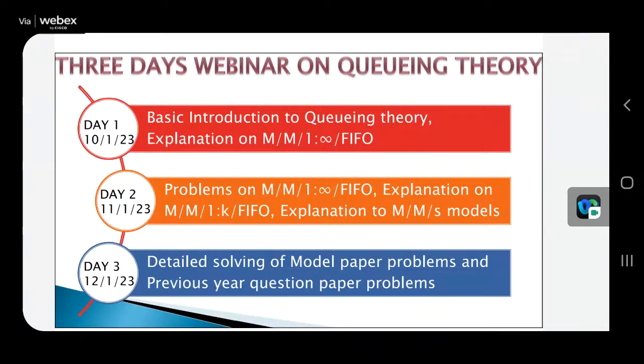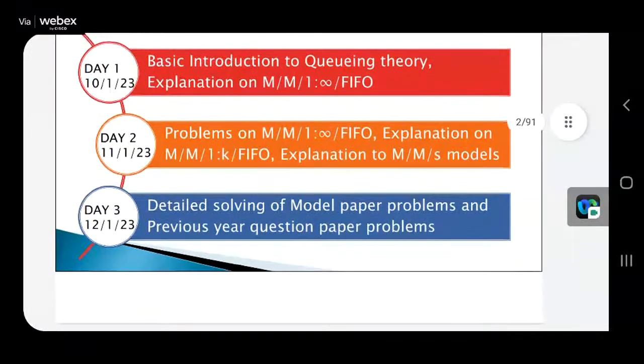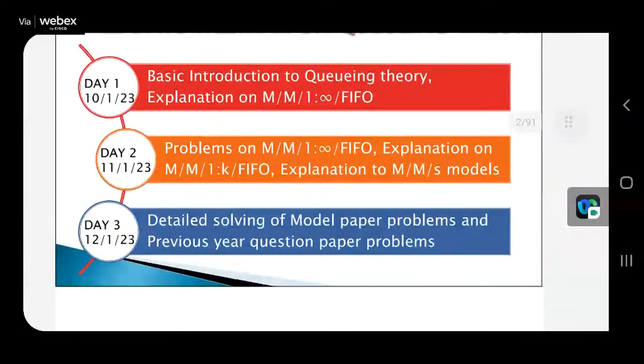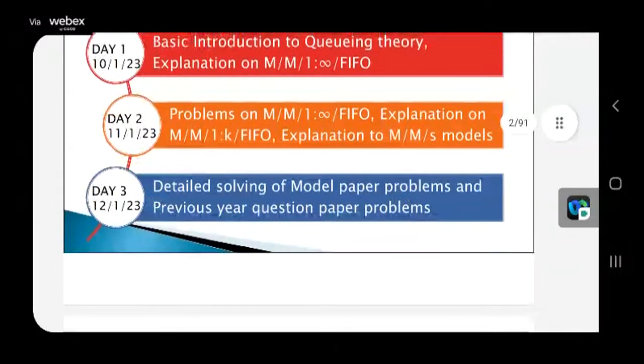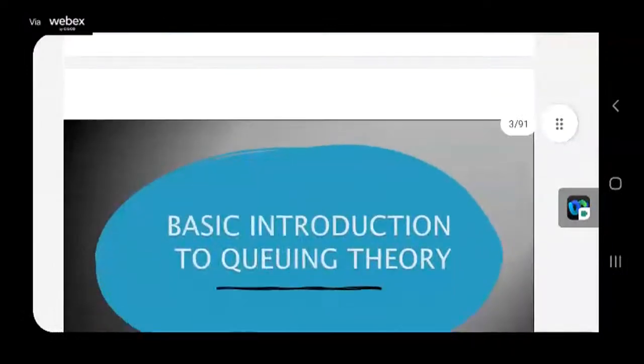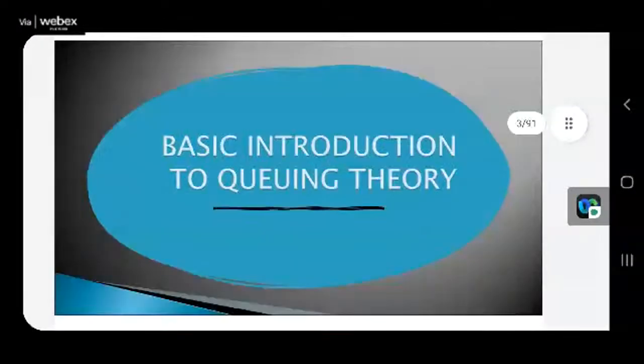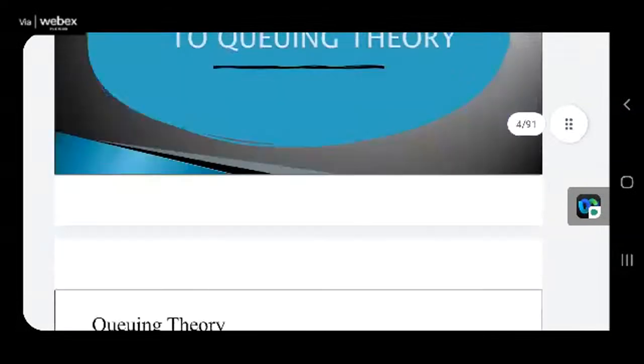Today I'll be covering the basic introduction to queuing theory. What is queuing theory? What is Little's law? Everything I'll explain, and I'll also give some basic explanation of the MM1 infinity FIFO model. Tomorrow, I'll explain problems on the MM1 model as well as other models. And day after tomorrow, I'll focus exclusively on solving different model paper problems and previous year paper problems.